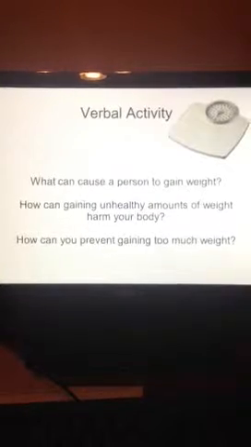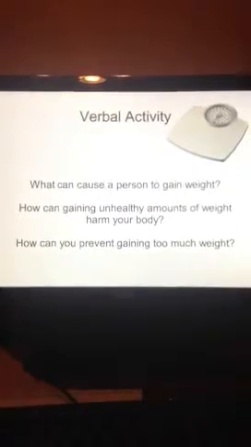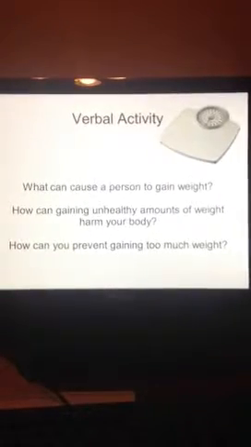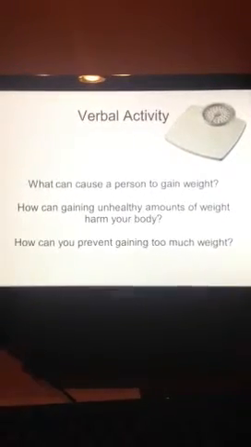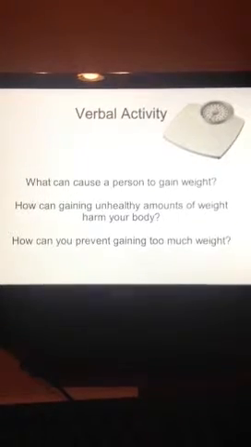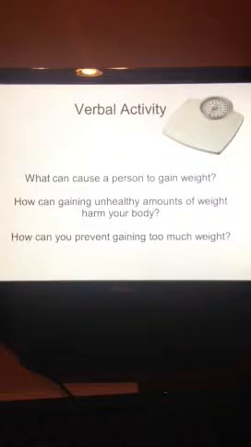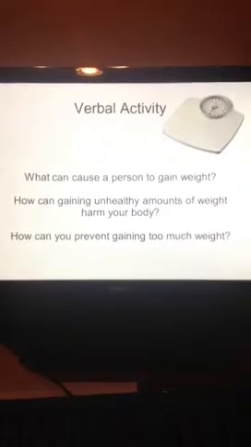Right here in my lesson, I will now designate 10 minutes to a verbal activity. And some of the questions that I will be asking the class is, what can cause a person to gain weight? How can gaining unhealthy amounts of weight harm your body? And how can you prevent gaining too much weight?